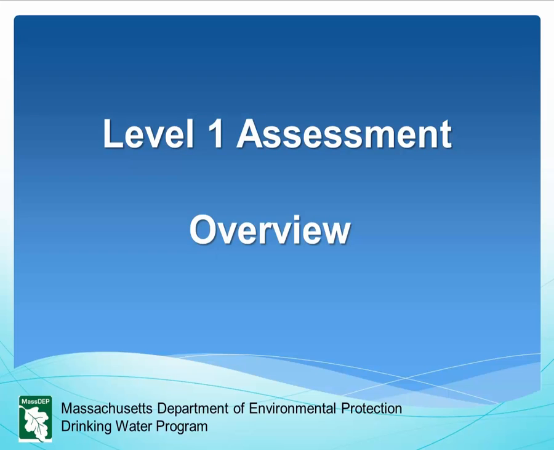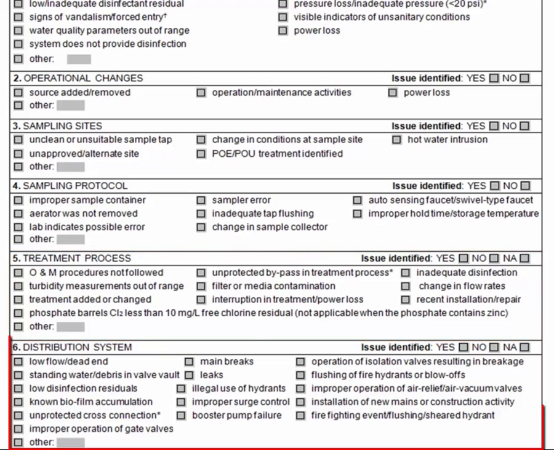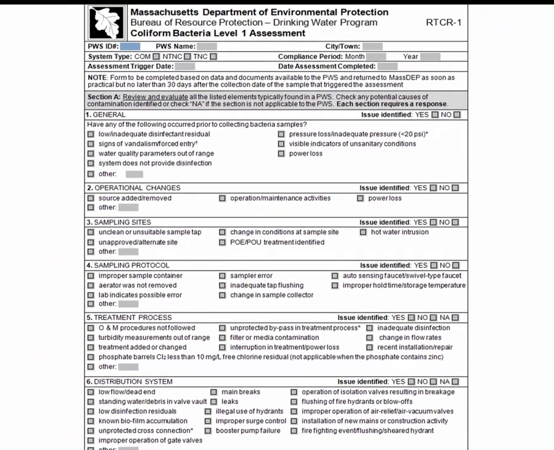Let's briefly go over the Level 1 assessment form. The first page requires basic information such as the PWS ID, PWS name, name of the city or town, etc. There are also 6 sections labeled General, Operational Changes, Sampling Sites, Sampling Protocol, Treatment Process, and Distribution System. Each section should be answered as best as possible so that any issues can be identified and corrective action can take place as soon as possible.